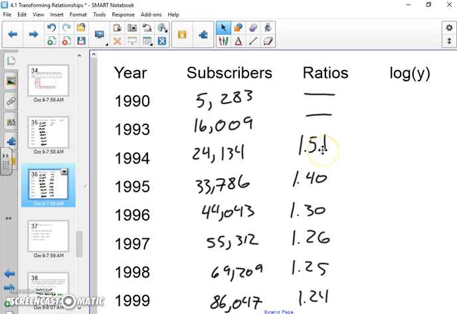Now, the only reason I asked you guys to calculate these ratios was to see that there actually was some pattern. At some point, things do tend to level off a little bit, but, that's how it goes.